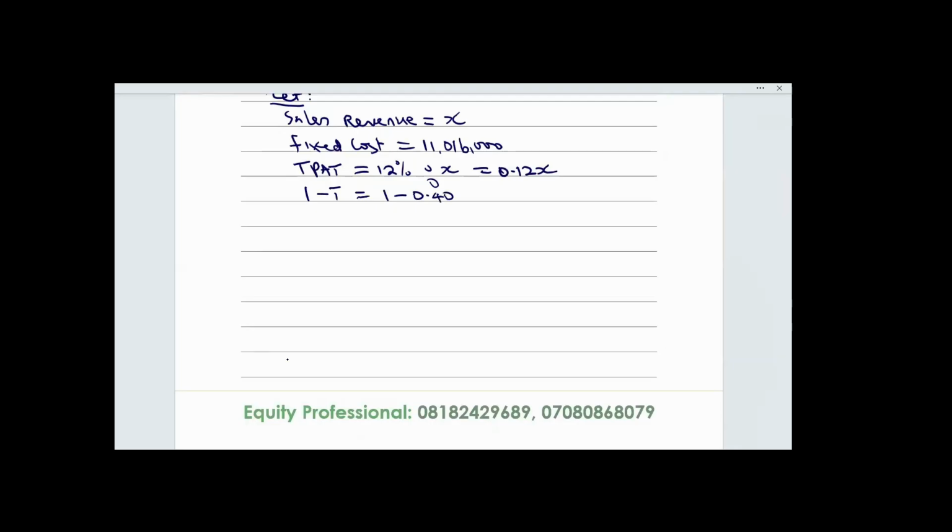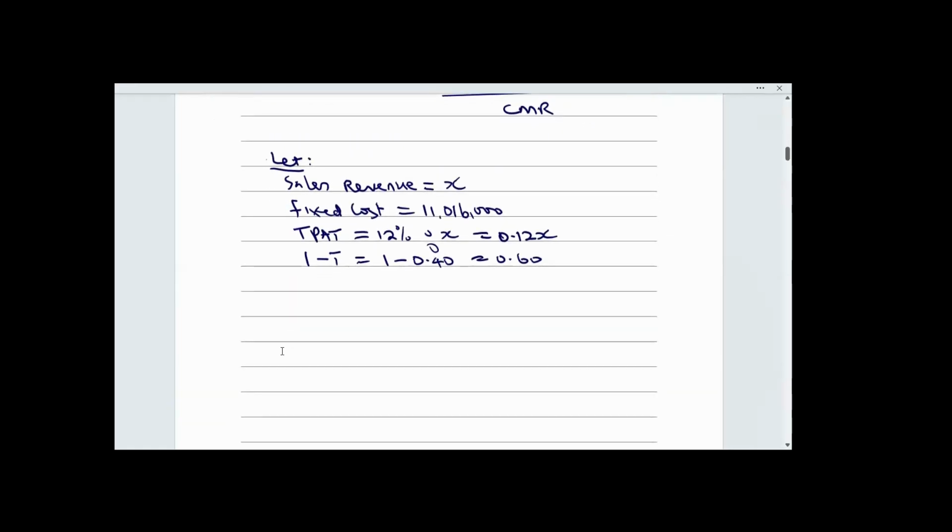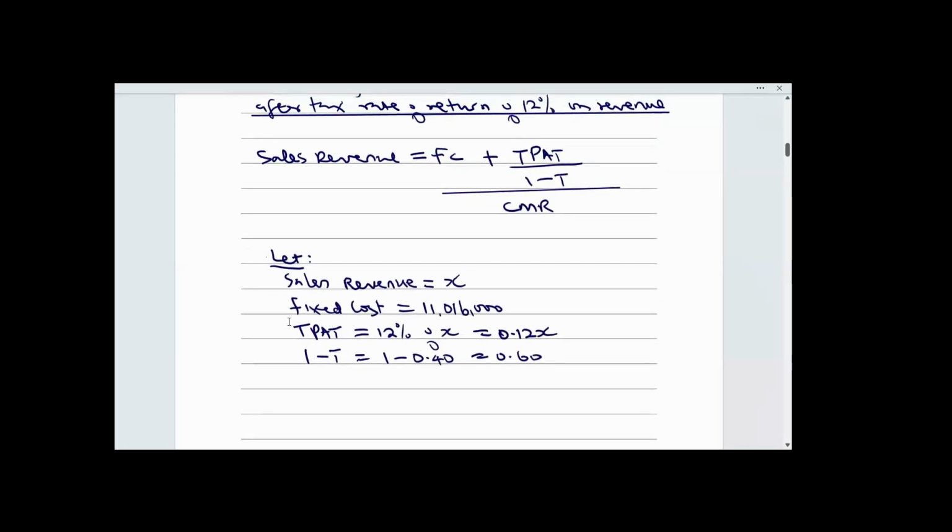So 1 minus tax will then give us 1 minus 0.4, which is 0.60. We are getting there. Then contribution margin ratio. Pay attention to what I'm about to say. In the question, ordinarily we are supposed to calculate contribution margin ratio. Because there are changes, the direct material has changed, direct labor has changed. So if that is the case, that means our contribution will also change.